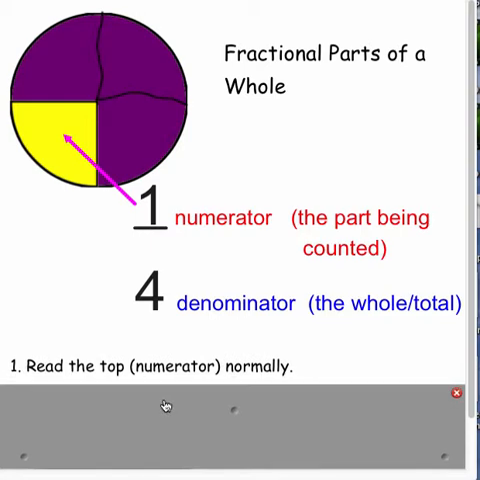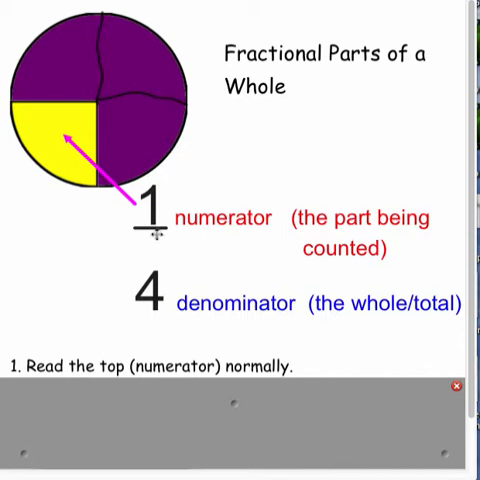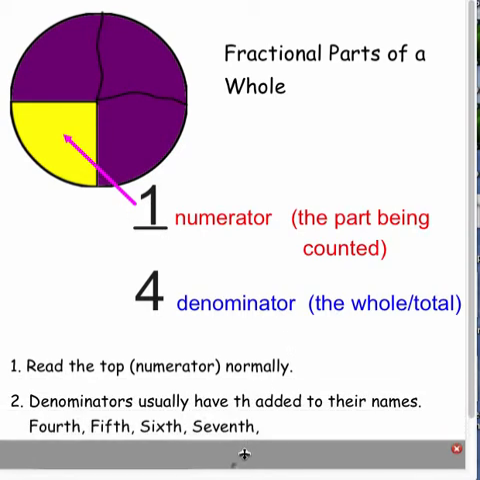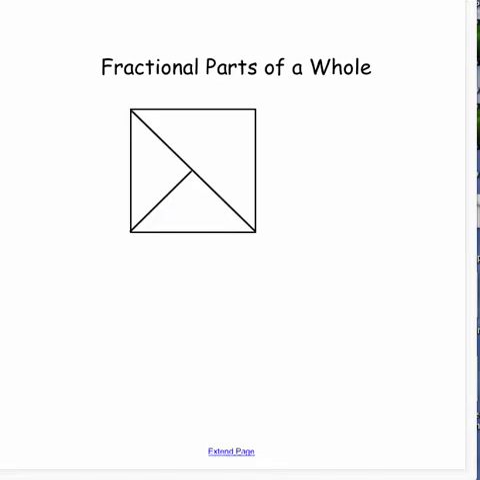One more thing about fractions. When we read them, we read the top number normally. So this is 1. I just read that as 1. When I want to read the bottom number of the fraction, the denominator, it usually has a TH added to its name. So instead of reading this as 1/4, I read it as 1/4 with a TH after it. Other words you'll see, we have 4th, 5th, 6th, 7th, and so on.